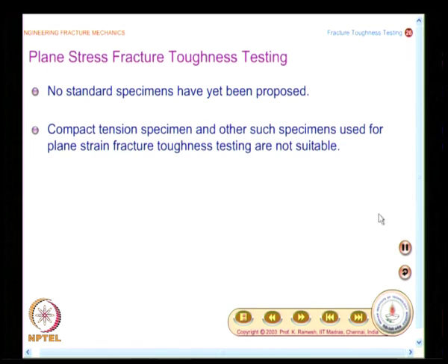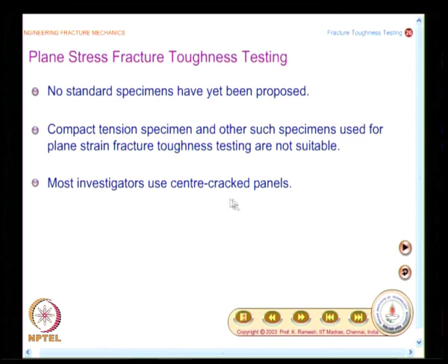And what do people do? You have to note the compact tension specimen and other such specimens used for plane strain fracture toughness testing are not suitable for plane stress fracture toughness testing. So, people use center cracked panels.